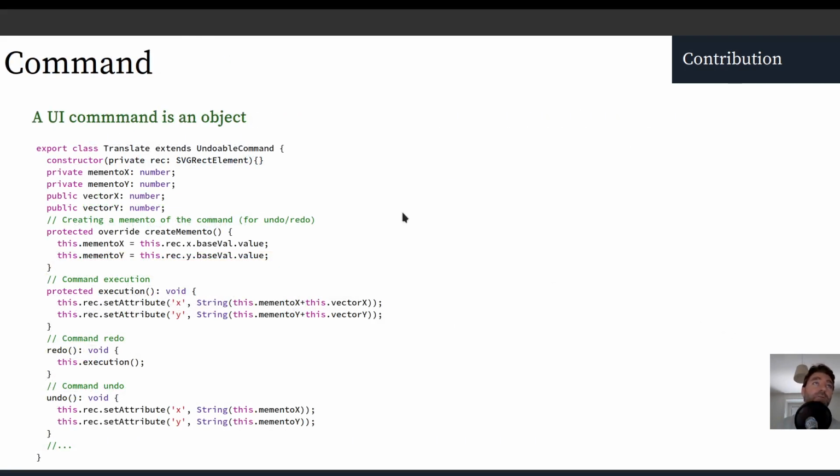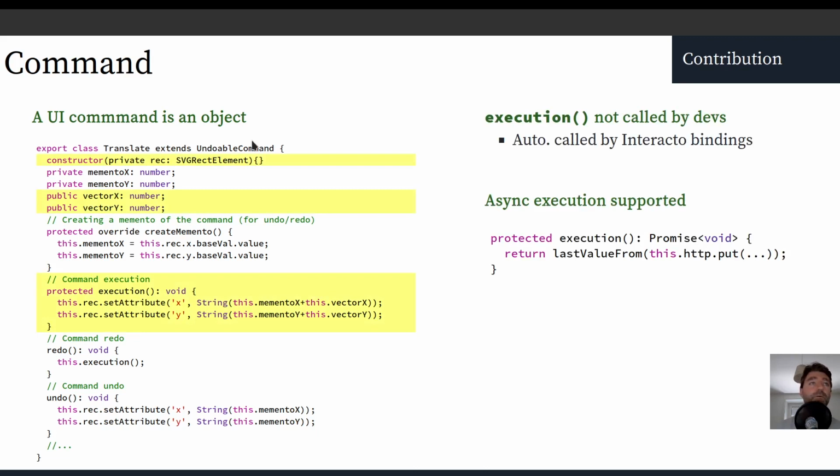The other major concept in Interacto is command, which are objects. This is the example of the translate command of the previous example, where developers specify how to execute the command. Developers never explicitly call the methods of the command. This is done by the Interactor binding during the execution of the user interaction.